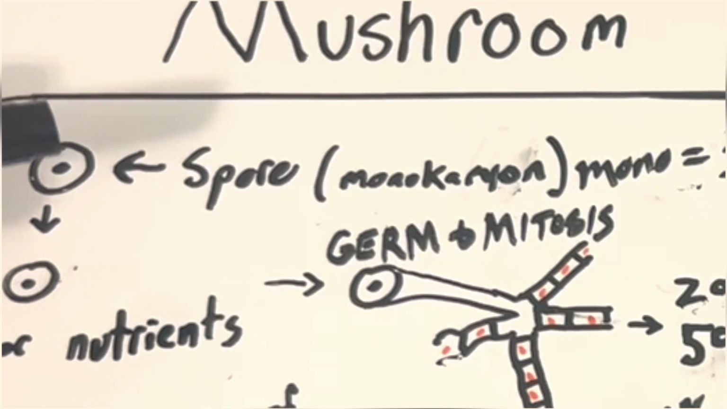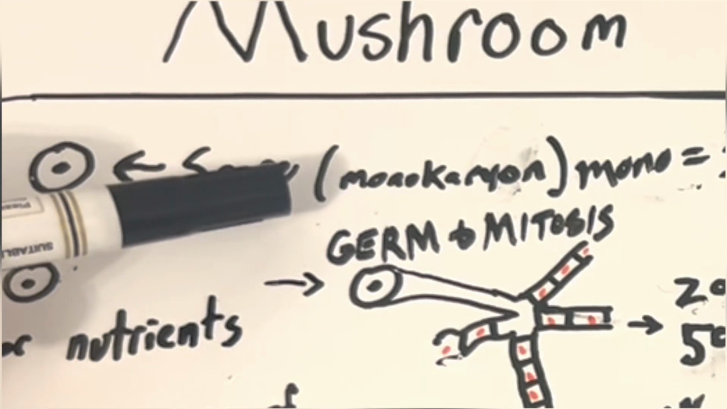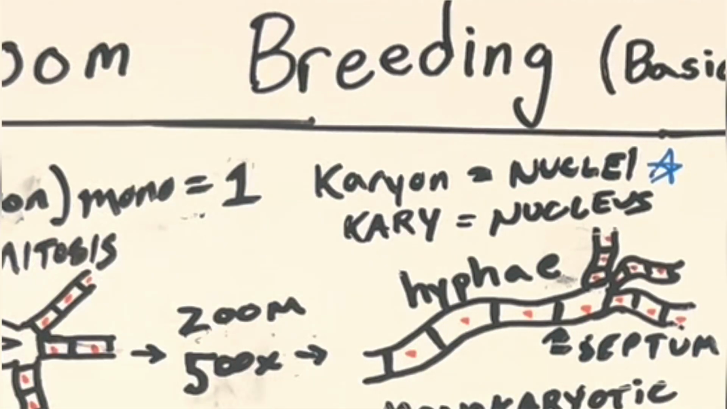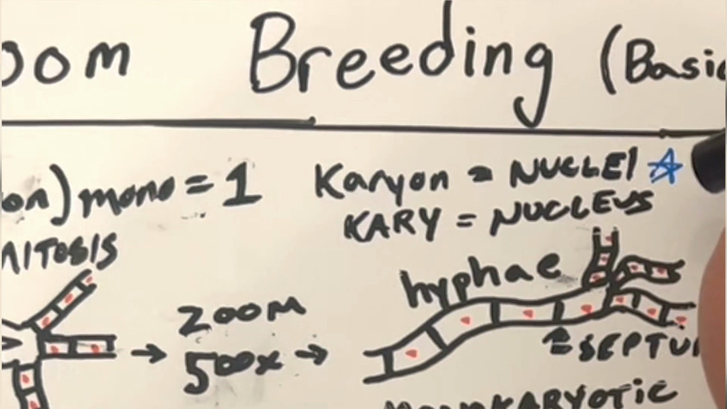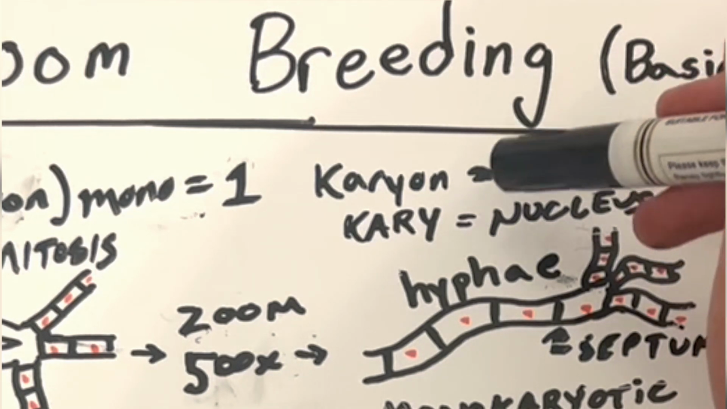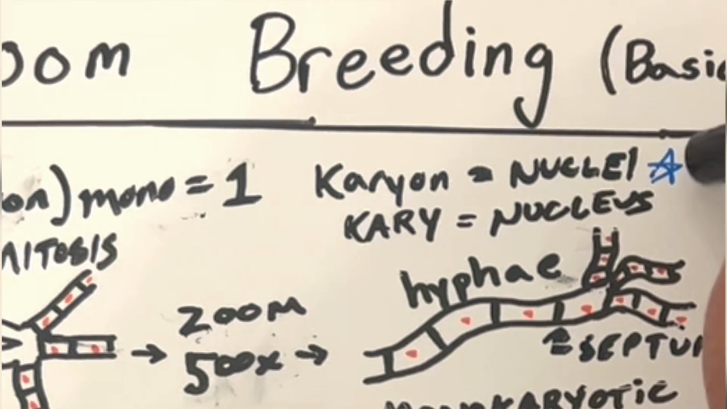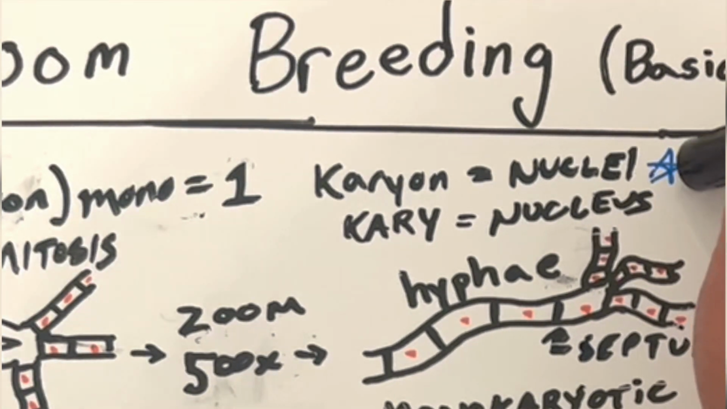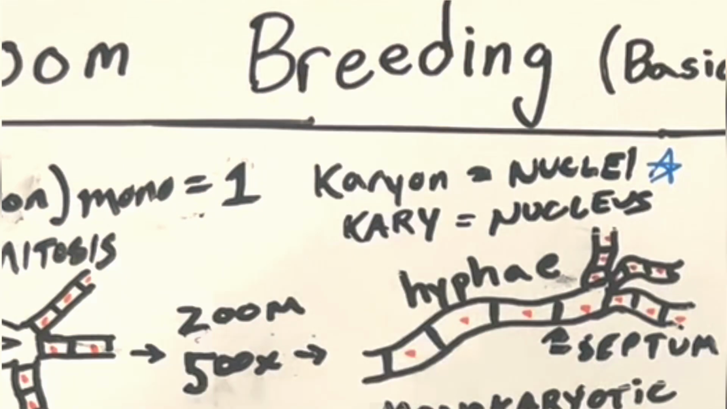Let me move this over here. The single dot represents a nucleus, so it's one nucleus within this spore. That is a monokaryon. Mono meaning one, karyon meaning nuclei. Okay, let's just remember this part extra today. Karyon, nuclei. Kary, nucleus. So karyon is the plural, kary is singular. So let's just highlight that again. Karyon, nuclei. Kary, nucleus. Okay.